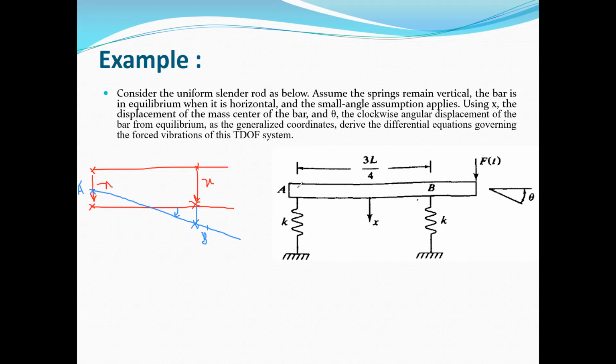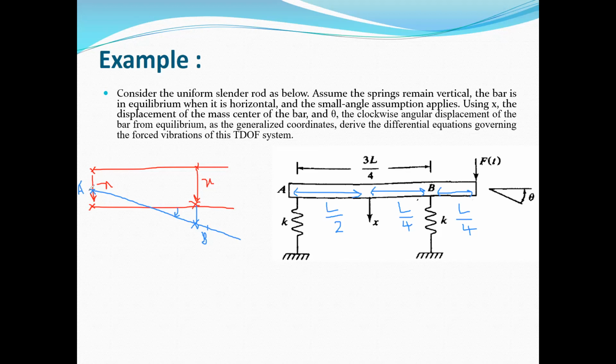And you know that this length is equal to L over 2 according to the geometry of this bar. And the distance between the mass center and point B is L over 4. And again, the length between point B and the end point of the bar is L over 4. So this is the geometry.